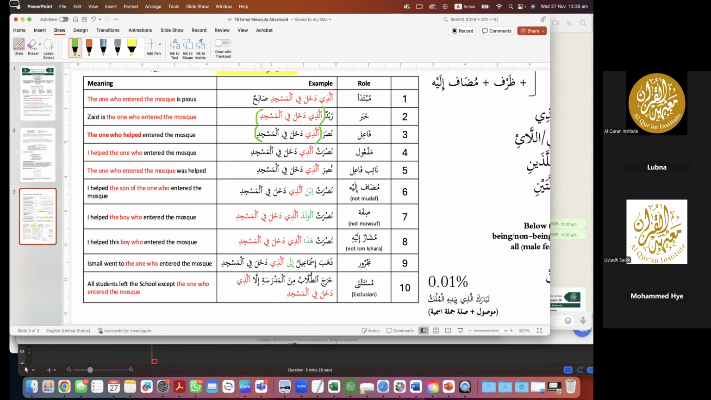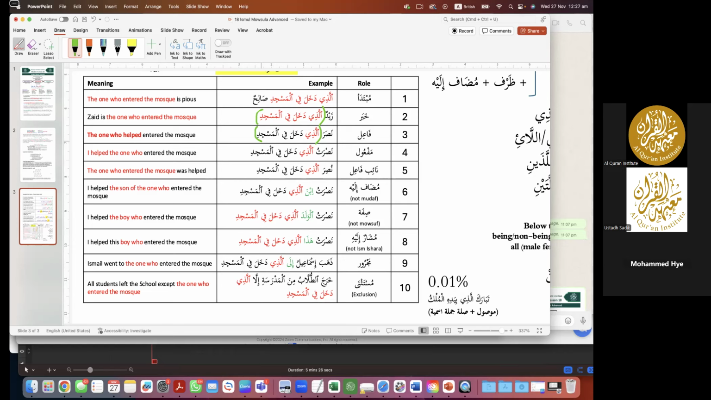Allazi dakhala fil masjid, what would you call it in Irab? You said this is Maf'ul bihi, compound. What is the Irab of Allazi dakhala fil masjidi? Fi mahalli nasb. Nasartu, fail, definitely Maf'ul is coming, and we got the Maf'ul compound here. Next one.